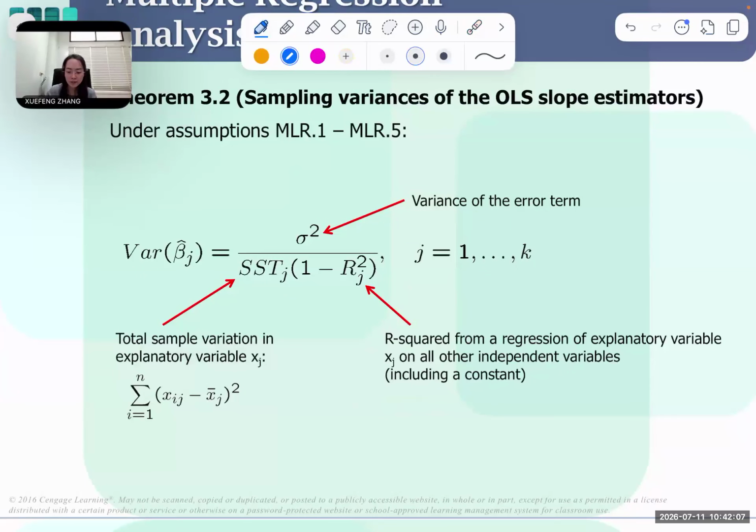The first one is the error term, which is sigma squared. This is the variance of the error term on top, on the numerator. More noise in mu means less precise estimates. Does it make sense? A noisy world makes everything harder to pin down, because sigma squared means the noise in mu.